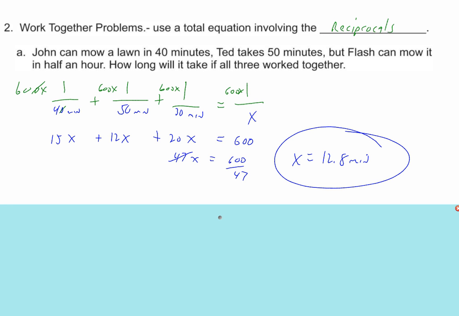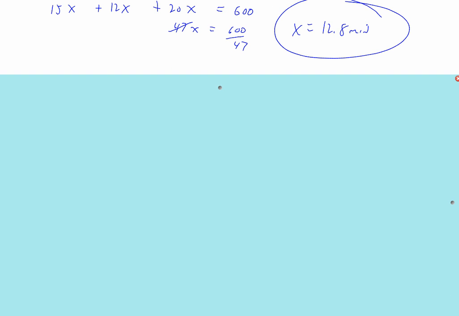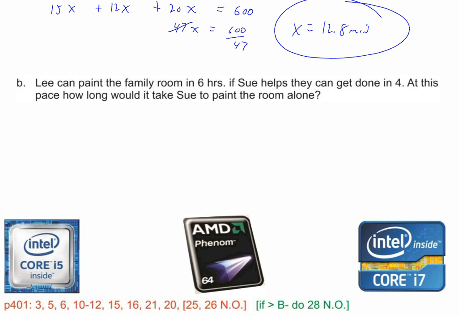All right. And that makes sense. It's got to be over 10 minutes because 3 Flashes would have done it in 10 minutes, and the other 2 guys were slower than Flash. So 12.8, and voila, you are there. Not bad. Not horrible. The LCD was a pain there, but that wasn't horrible.